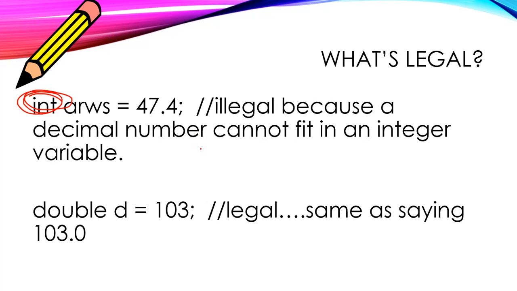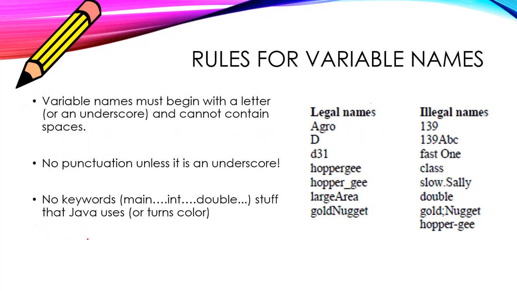Now, the flip of that, 103 inside of a double, is fine because I can just say this is 103.0. That's fine. So I can put an integer inside of a double because it's not as big as a double. But I cannot do the flip. I cannot put a double inside of an integer. I know it's confusing, but just remember, doubles for decimals, they're both D. That helps us remember which one is for which.